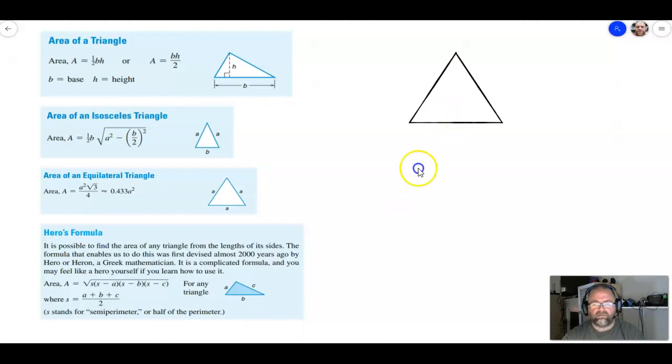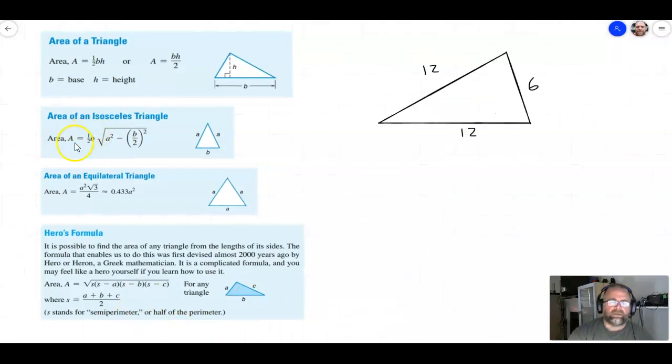Okay, so the area of the isosceles triangle where we have two sides that are the same is 1/2 times the base times the square root of the side that's duplicated, so the side that appears twice, squared, minus the base over 2 quantity squared. So kind of a tricky formula, but let's go through. So try this one here using this formula, and then we'll go through the solution. So when you're ready, go ahead, pause the video, and then unpause it.